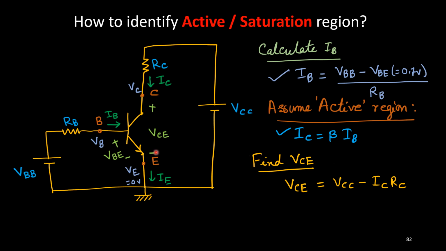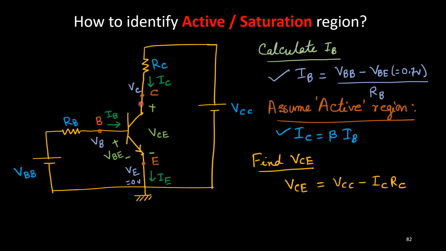So VCE, the potential across C, is nothing but VCC minus the potential drop across RC. VCC minus IC into RC. That is the potential from collector to emitter. Now we have to make sure whether it is really active region or not. It will be in active region if and only if the base collector junction is reverse biased. But if it is forward biased, then it will be in saturation region.